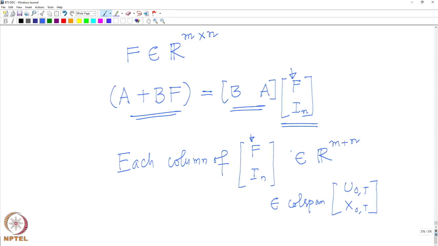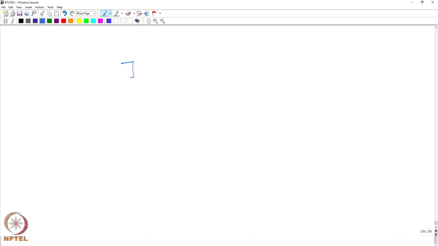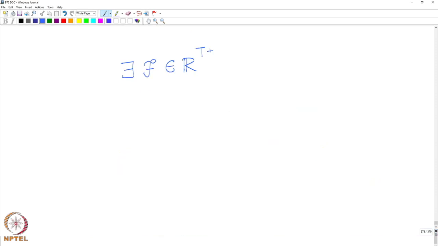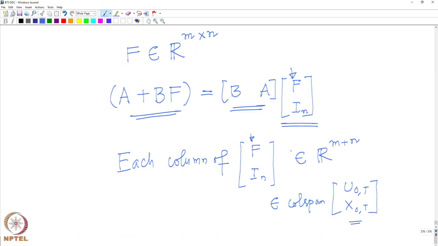So then that means there exists a matrix G of what size? The number of rows is exactly equal to the number of columns in this matrix, and that is equal to T plus 1, times how many columns? It has exactly n number of columns.